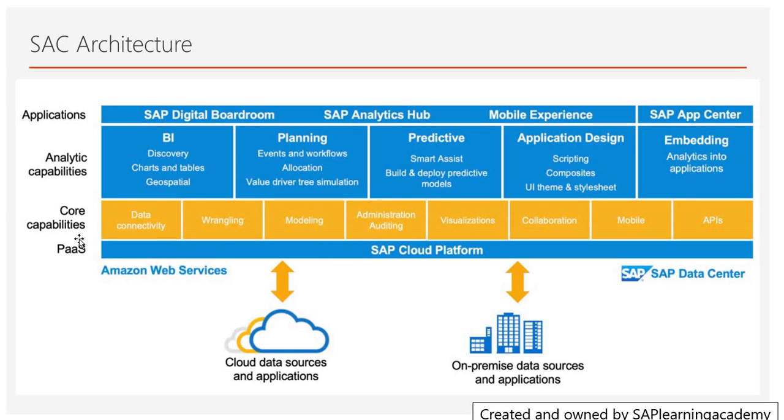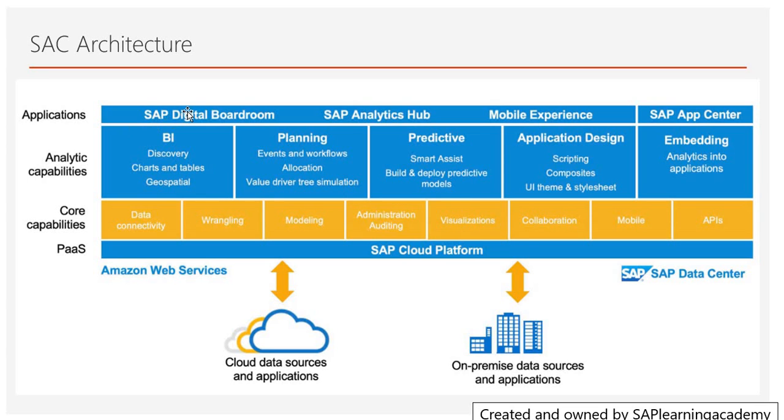Then we have the core capabilities, which is what you can do with the data: data connectivity, wrangling, modeling, administration and visualization, collaboration. A lot of other options are available. After that come the analytics capabilities, so it can do planning or business intelligence, predictive analysis. You can do different things.